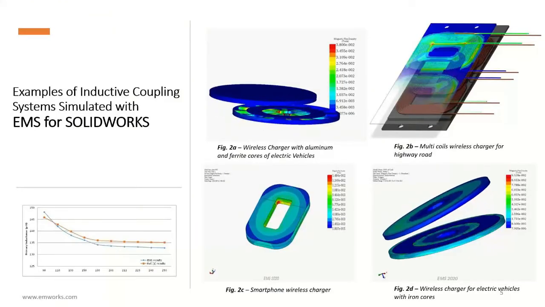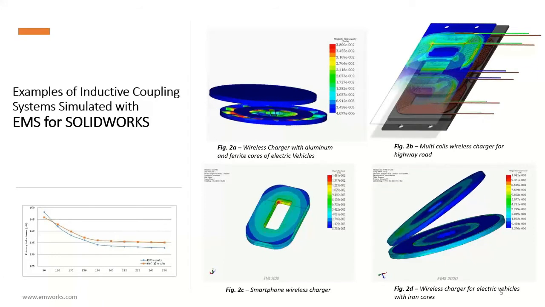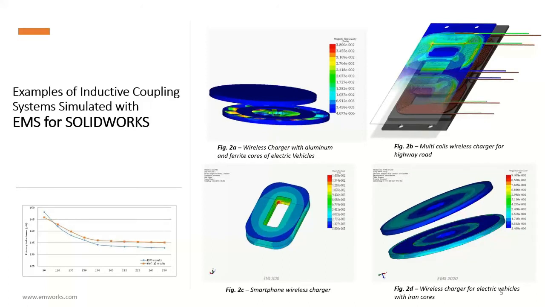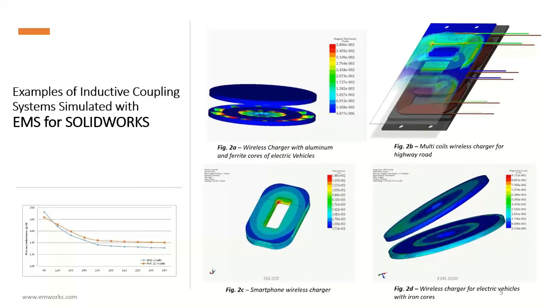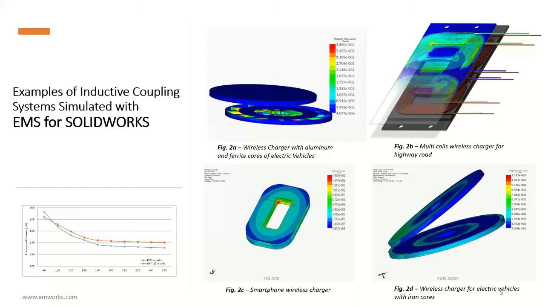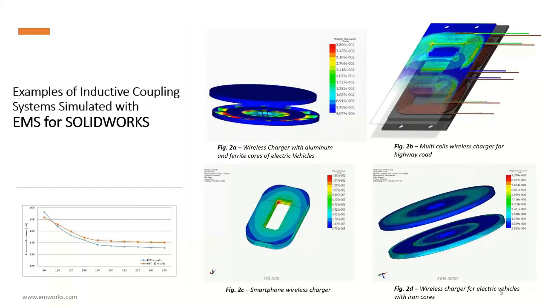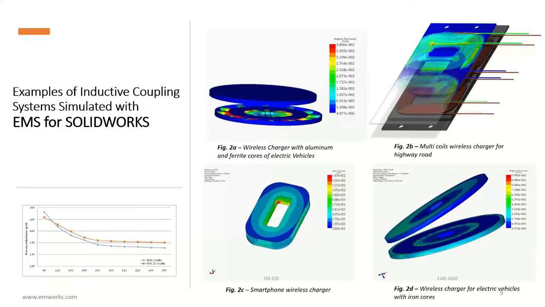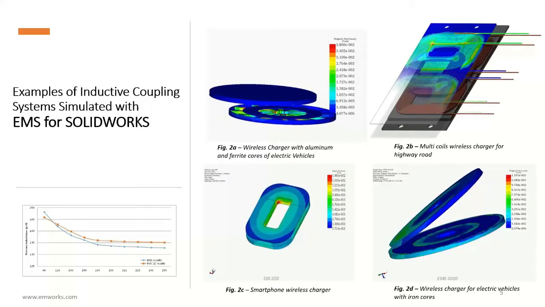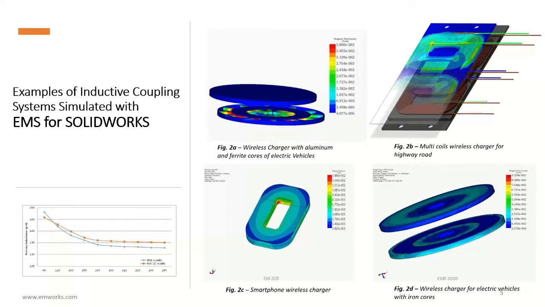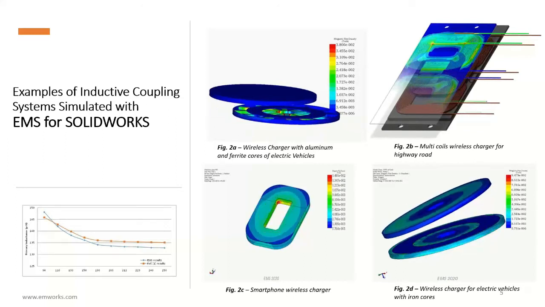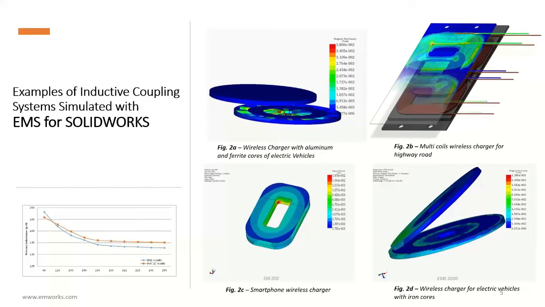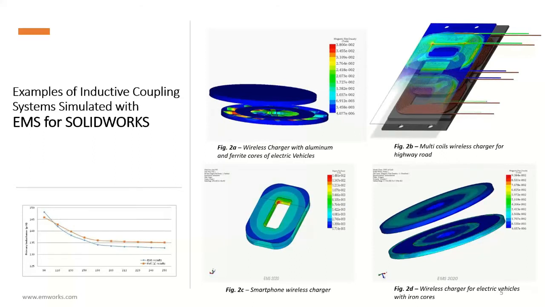Some examples of inductive coupling models are shown in this slide. We use EMS for SOLIDWORKS to simulate them. Different topologies of wireless chargers used in electric cars can be simulated, and their specifications can be studied using EMS. We have in figure 2A a wireless charger with aluminum and iron core used to charge an electric car battery. A tiny inductive wireless charger for smartphones can also be analyzed using EMS for SOLIDWORKS.